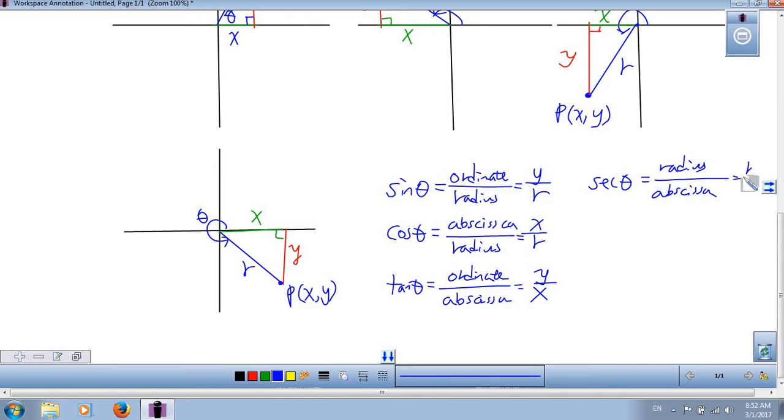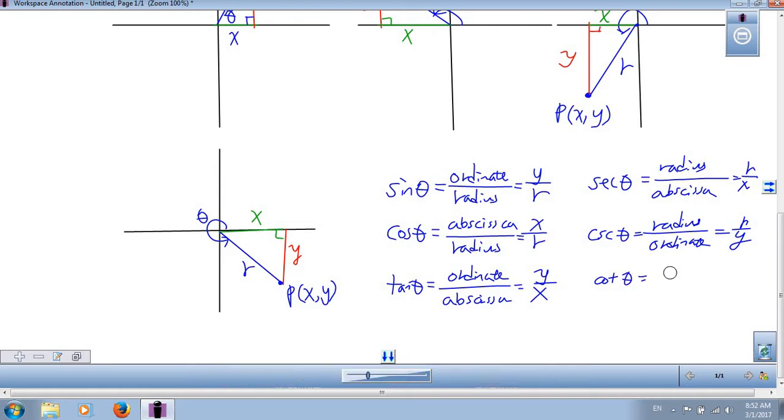So it's going to be r divided by x, and cosecant of theta is going to be radius divided by the ordinate value, which is r over y. Alright, and cotangent of theta will be, oh no, not radius, I'm sorry, will be the abscissa divided by the ordinate, which is x over y.